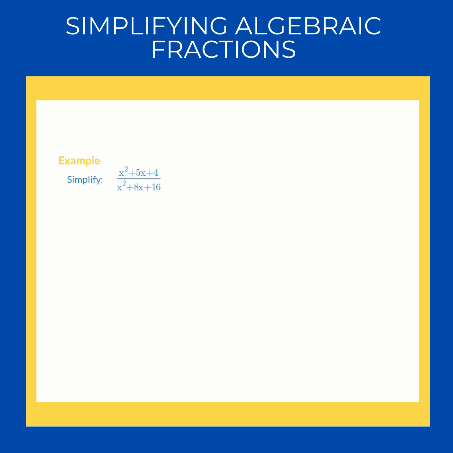In this example, I want to simplify x squared plus 5x plus 4 over x squared plus 8x plus 16. So I need to factorize the numerator and I need to factorize the denominator. So let's start with the numerator. So I have x squared plus 5x plus 4. So here a is 1 and a is the coefficient of x squared, b is 5 and it's the coefficient of x, and c is 4.